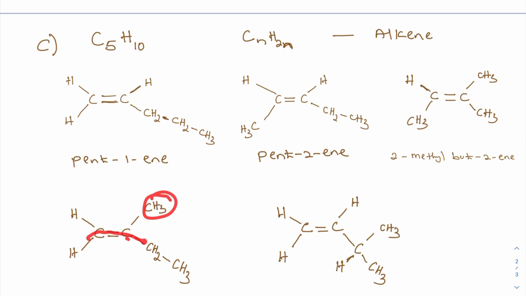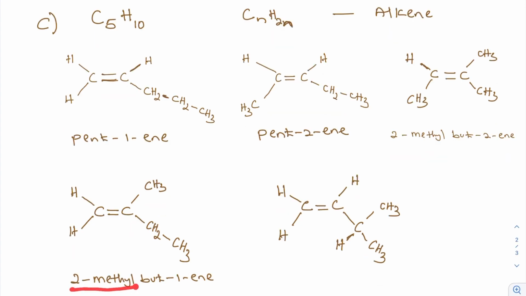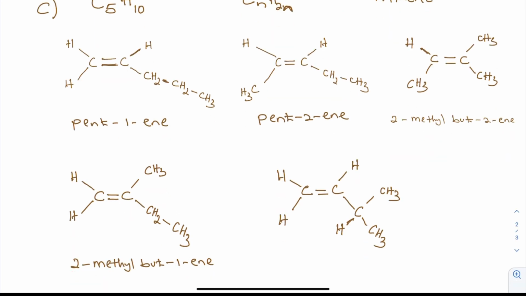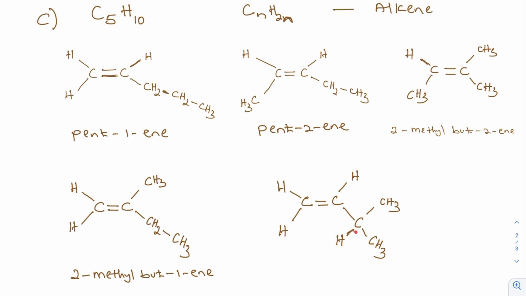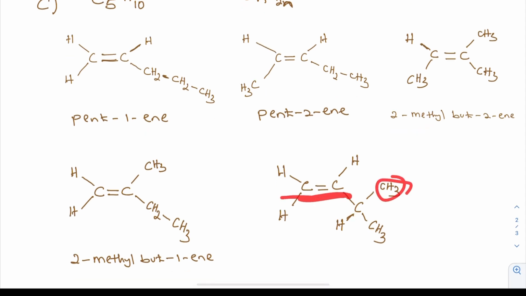You have to go for the longest chain, but-1-ene. So that'll be 2-methylbut-1-ene. What about this one? You have to count the longest chain. 1, 2, 3, 4. So that's but-1-ene, and the methyl will be on the third carbon, because the functional group is the ene. So you have to start from the functional group here. 1, 2, 3. So that'll be 3-methylbut-1-ene.